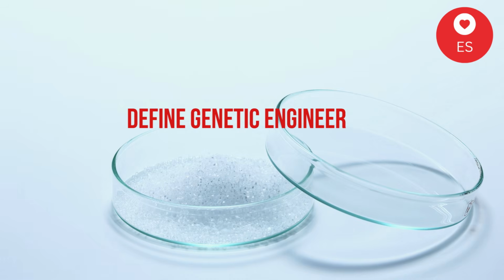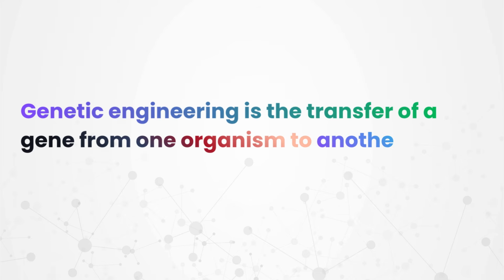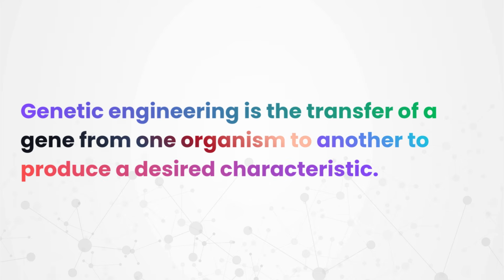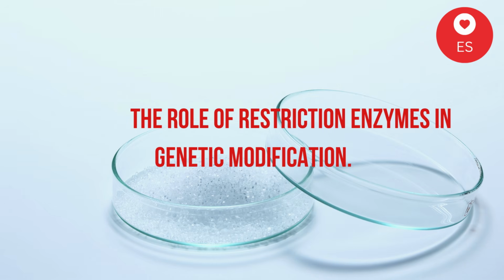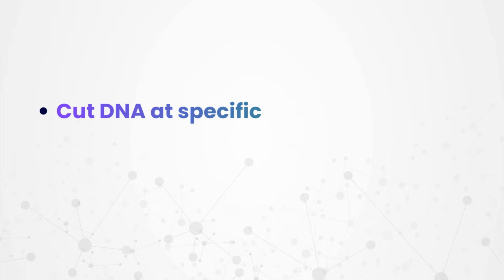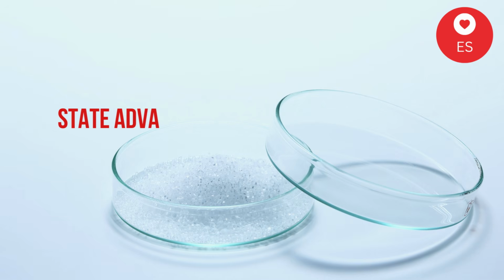Define genetic engineering. Genetic engineering is the transfer of a gene from one organism to another to produce a desired characteristic. Explain the role of restriction enzymes in genetic modification. They cut DNA at specific base sequences and cut open the plasmid.